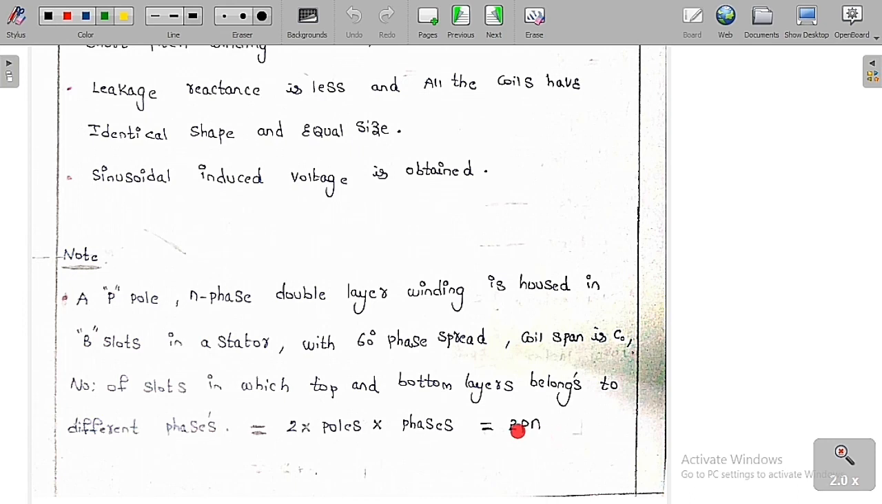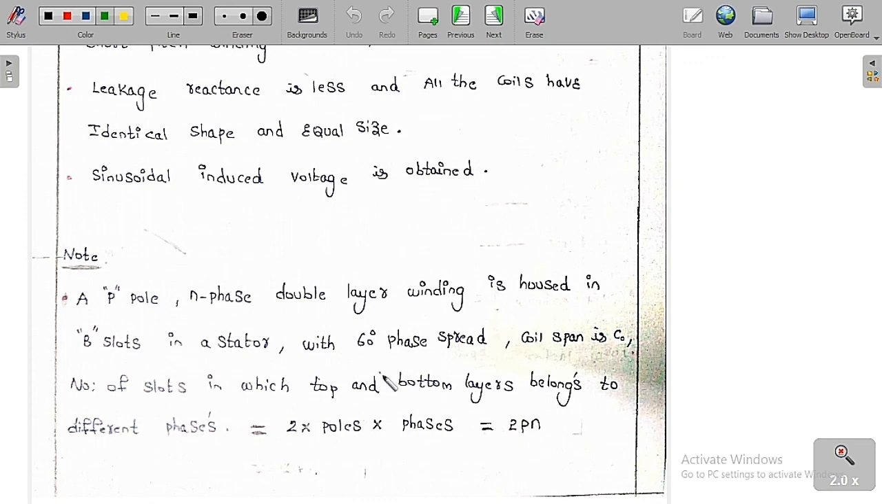So it is irrespective of the number of slots. It is independent of the slots and independent of C0. It only depends upon this formula, 2PN. So 2PN is a formula that you need to remember. 2PN is the number of slots in which the top layer and the bottom layer have different phases. If the top layer is phase A, the bottom layer will be, for example, phase B or phase C. So like this, we have to see it.